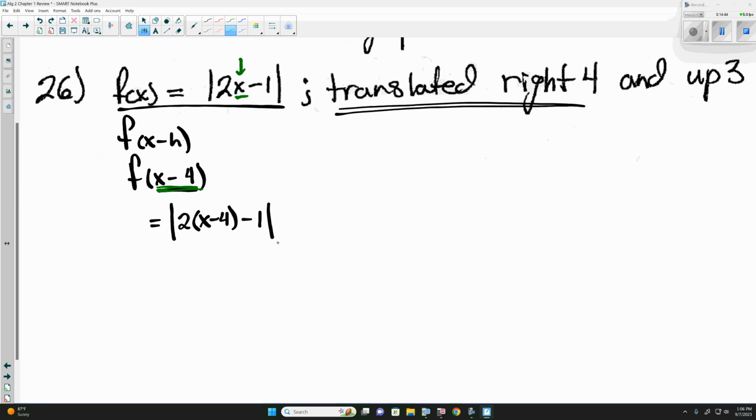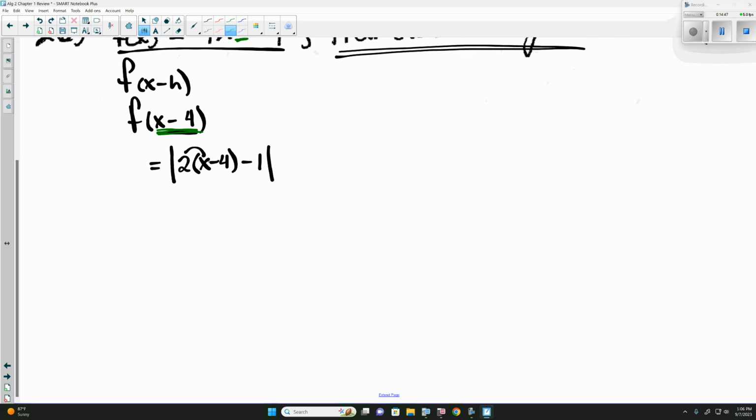Now at this point here, we do need to simplify a little bit. So we need to distribute the 2. 2 times x is 2x, 2 times negative 4 is negative 8, minus 1. At this point here, we can combine like terms. Negative 8 minus 1 is negative 9. So when we translated this function 4 units to the right, it became the absolute value of 2x minus 9. Now I'm going to use g of x as a way to just name this new function to know which one we're talking about next. Questions on this so far?